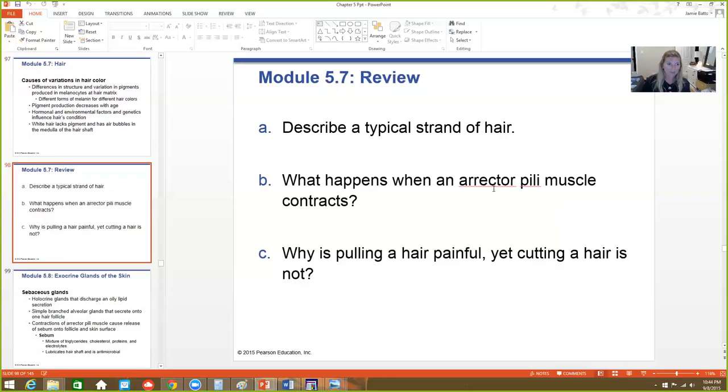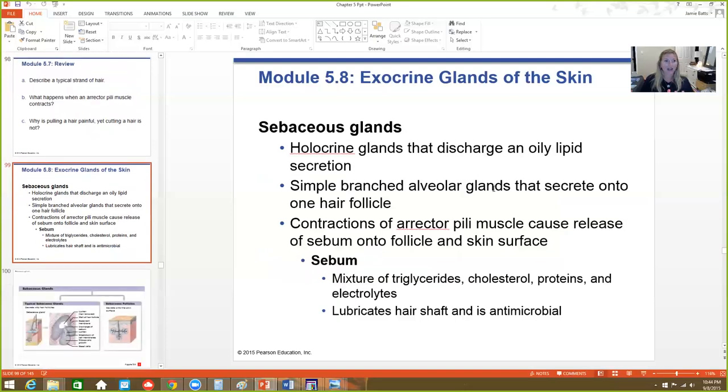We got one last topic, and that is glands. So let's talk about the exocrine glands of the skin. You have sebaceous glands. Sebaceous glands are basically holocrine glands. If you remember last chapter, holocrine means the whole cell is exploding to release the secretion. So it's going to be an oily lipid secretion in the sebaceous gland.